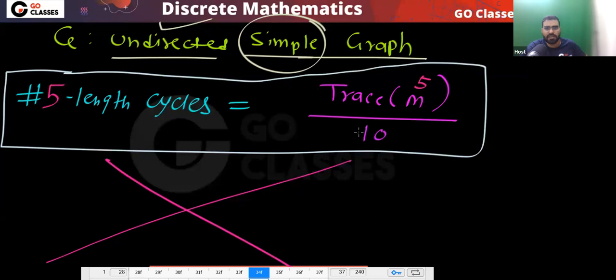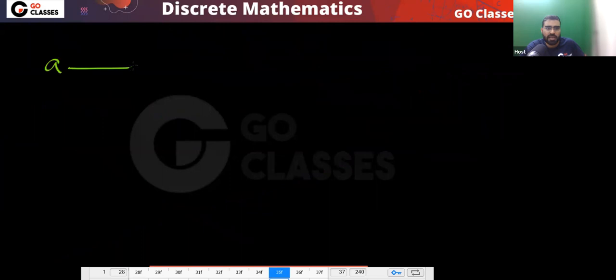Will it work if I do something like this? If I do something like this, will it work? Yes, very good. A three length cycle can also give a five length walk. Very good, Alaf, very good. This also will not work, because if you have a three length cycle, that can also create a five length walk.